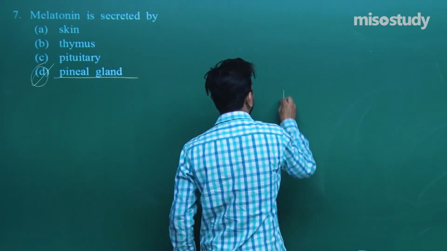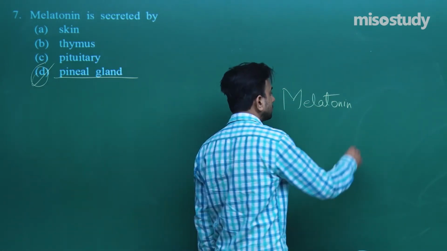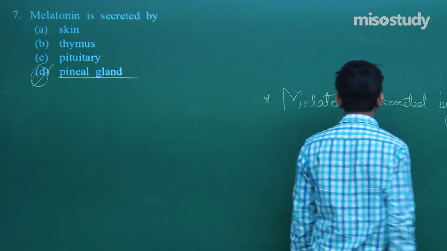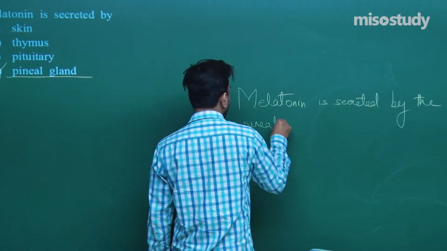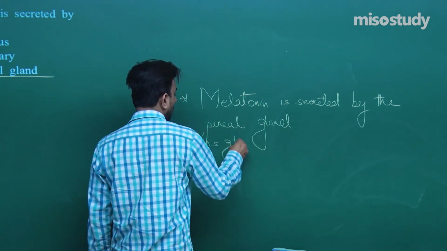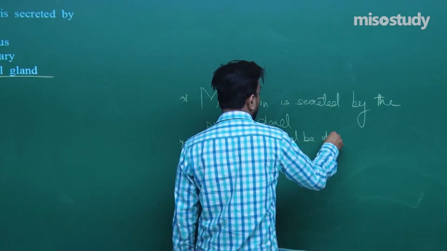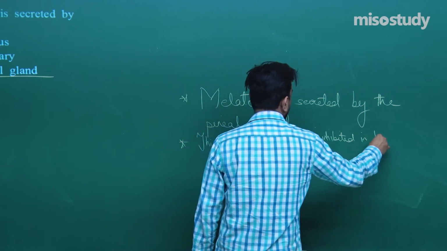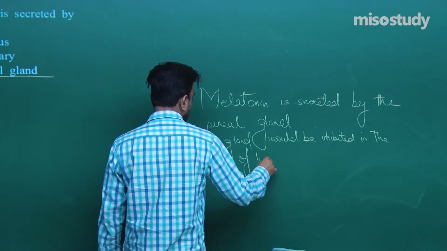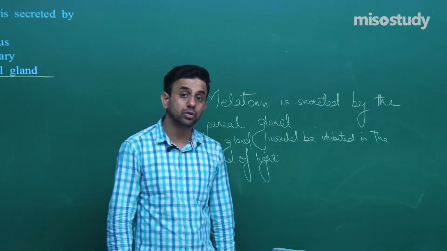So melatonin, this is the 7th question we are doing. Melatonin is secreted by the pineal gland. This gland would be inhibited in the presence of light, and it would function on the gonad by inhibiting the gonad due to the release of the gonadotropins.